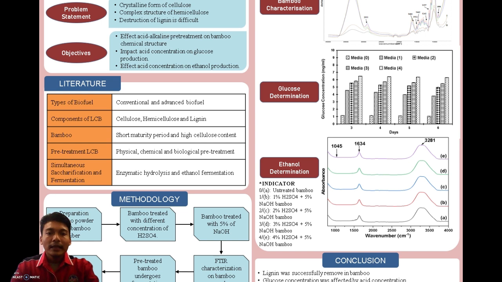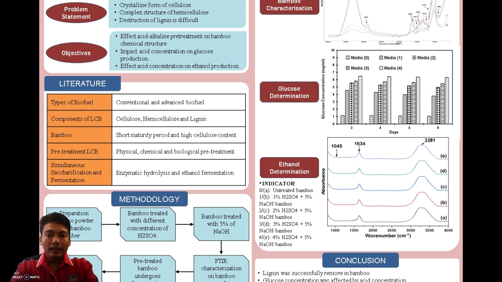On the other hand, bamboo that has been treated with different concentrations of sulfuric acid shows an increasing pattern. At 1% dilute sulfuric acid, 4.561 mg per milliliter of glucose was produced. The amount of glucose keeps increasing, which is 5.575, 5.843, and 6.491 mg per milliliter as the concentration of sulfuric acid increases from 2%, 3%, and 4% respectively. Despite the fact that acid pretreatment does not entirely remove the lignin content in the bamboo sample, acid pretreatment still plays a significant role in increasing the susceptibility of cellulose to enzymatic hydrolysis.